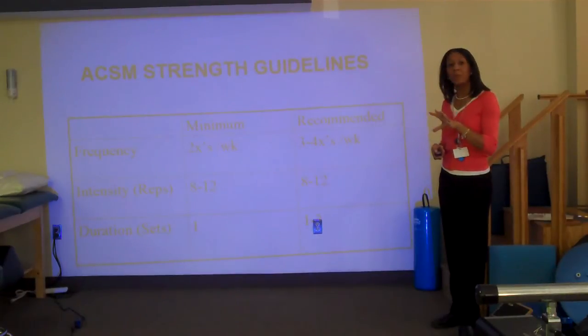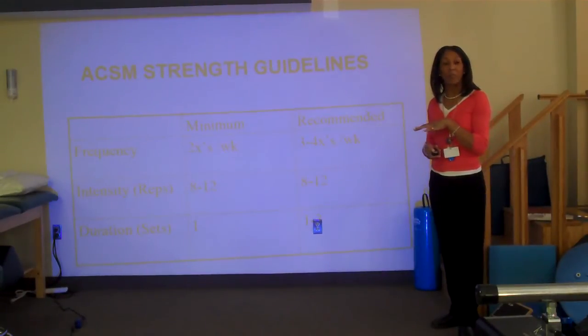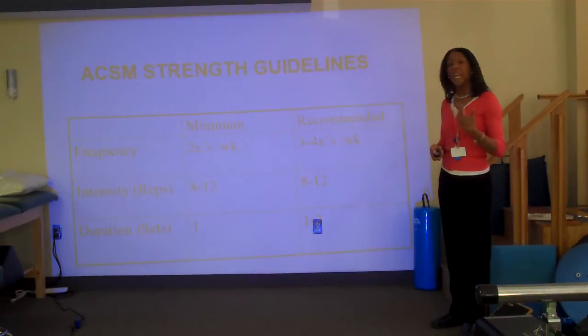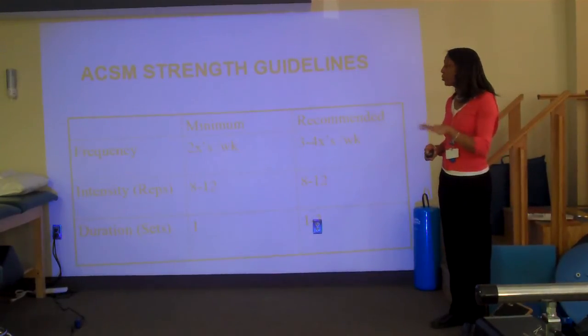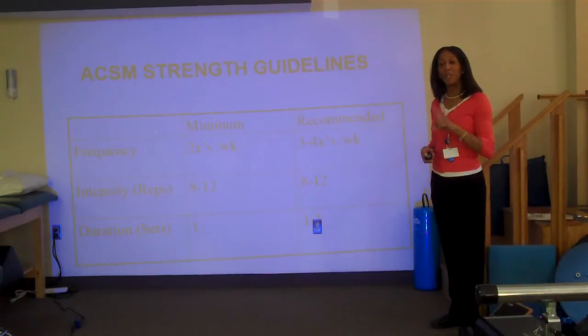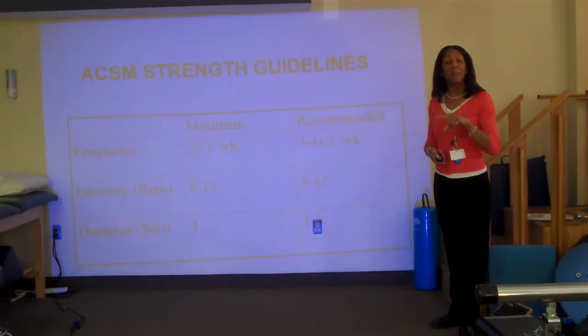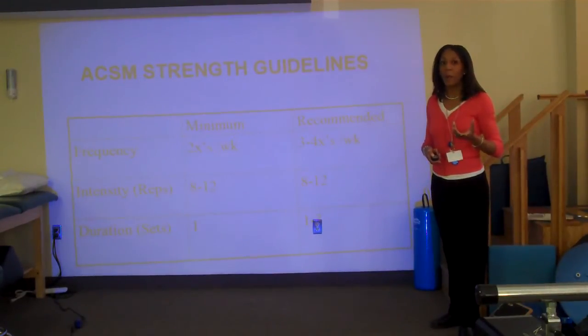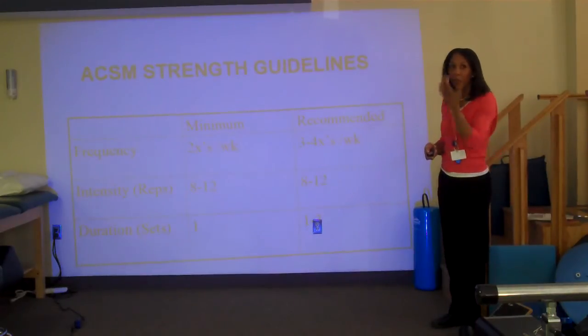So the frequency, the minimum that ACSM, the American College of Sports Medicine, recommends is twice a week. What's recommended is 3 to 4 times a week, okay? 8 to 12 reps. You can get strength gains with 1 set. Usually people can't tolerate the amount of weight that they have to do to get benefit with just 1 set. You've got to use quite a bit of weight for that, at a higher percent of your 1 rep max.